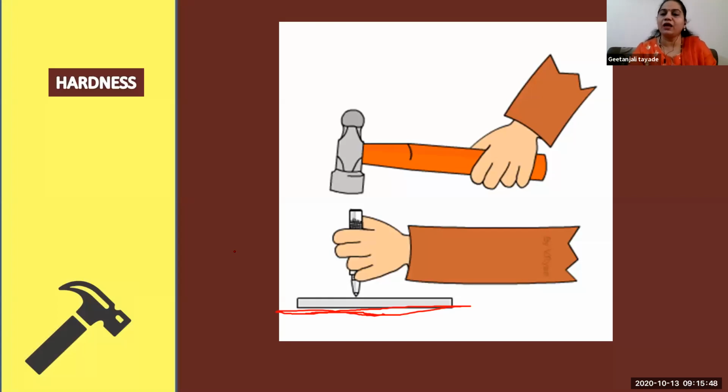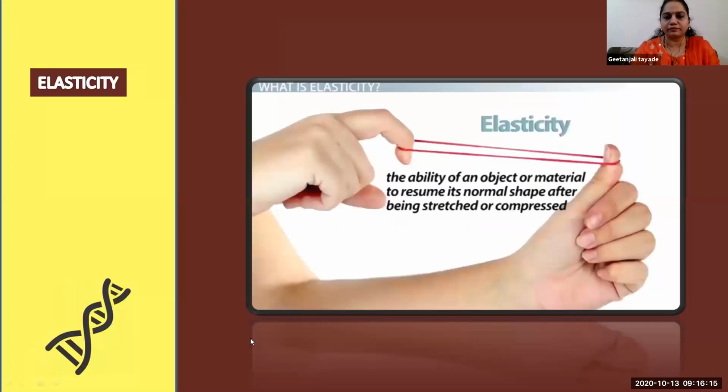For example, if you take a nail and try to pierce a wooden plank or a wooden table, it is very hard to pierce. But if you try to pierce that nail into mud or cardboard, it will get pierced easily. Yes or no? So which is the hardest substance? Wood is the hardest one and mud is the softest one. Okay, so this is the hardness of the substance.